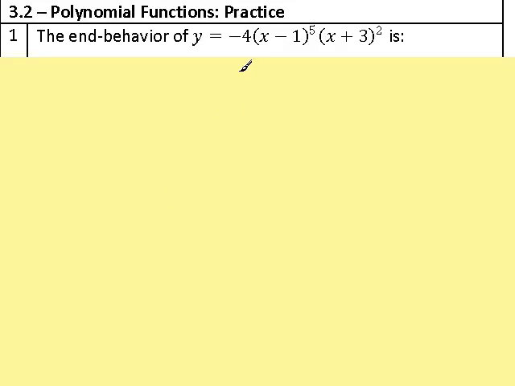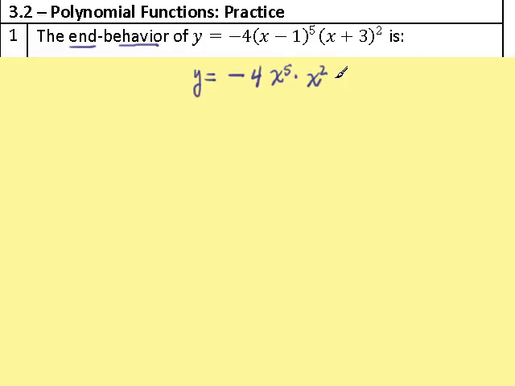In number 1, we want to find the end behavior. So the end behavior depends on the highest order term, that is the term with the highest exponent. If we were to multiply this out, the first term would have a coefficient of -4. We would have the highest power from here, x to the 5th, multiplied by the highest power from here, which would be x squared.